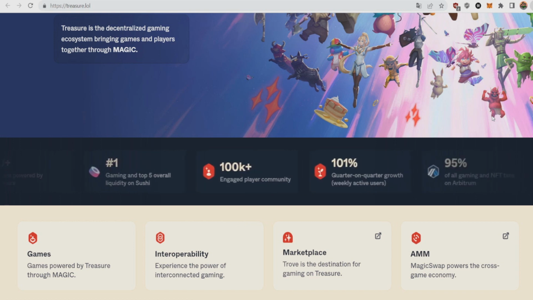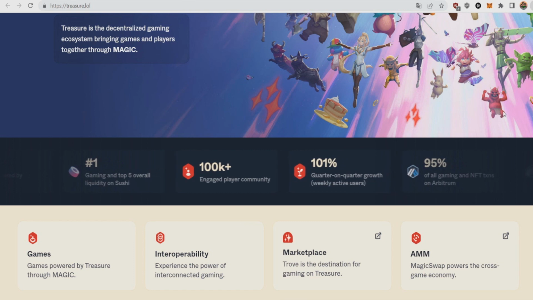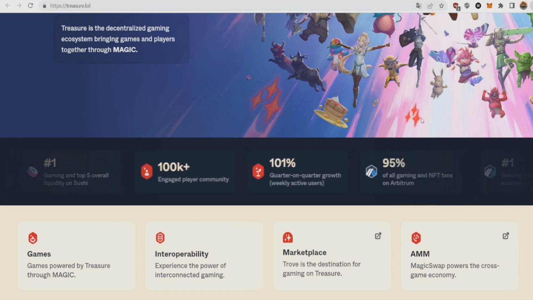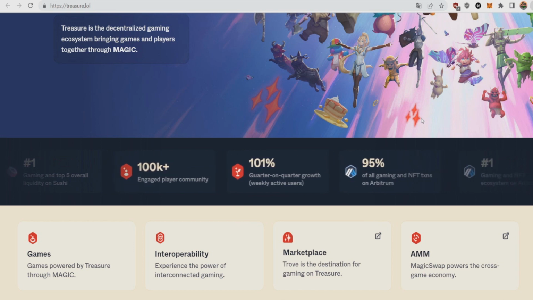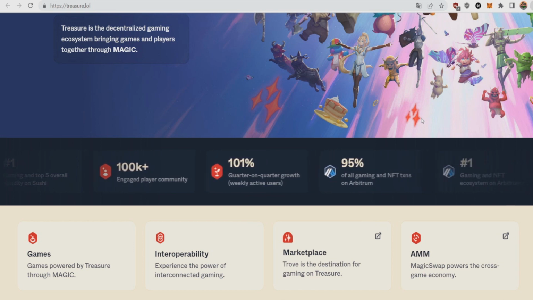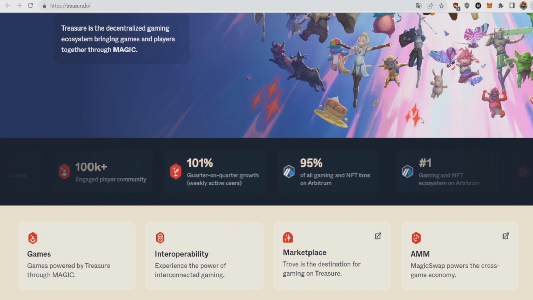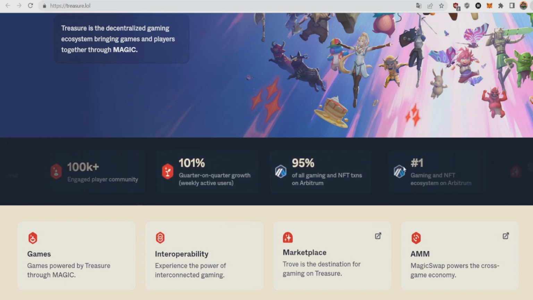They have 95% of all gaming and NFT tokens on Arbitrum. And Arbitrum is a new token which got very, very hyped as well. So this can be bullish as well. There's also the number one gaming NFT ecosystem on Arbitrum. So a lot of people are getting hyped about Arbitrum. And this is really one of these key things you have to look at.